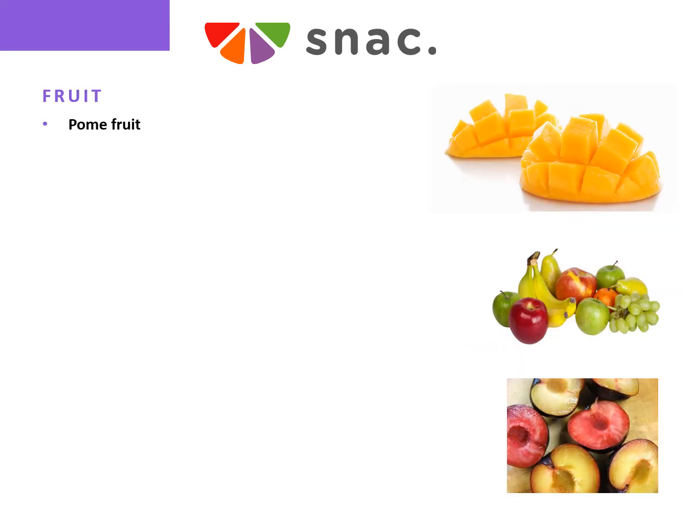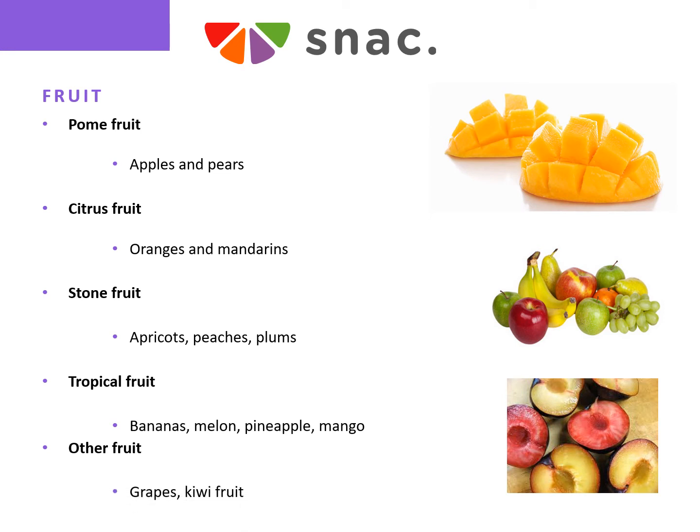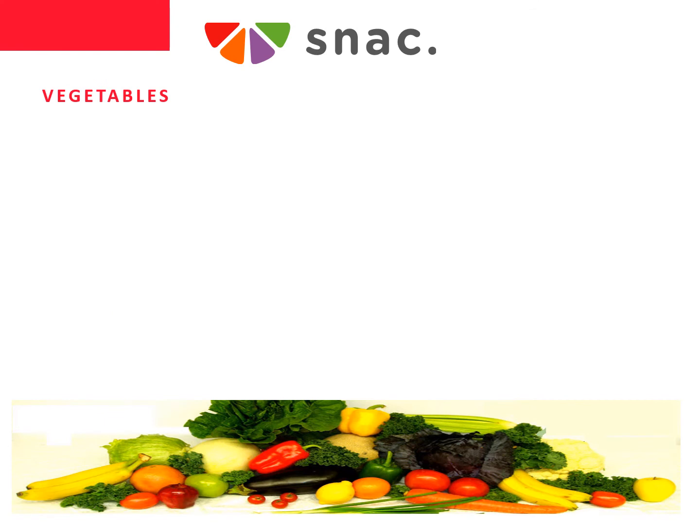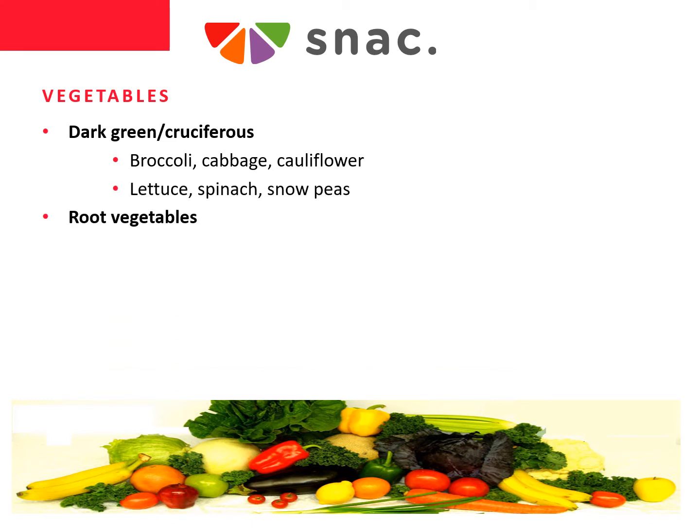For our fruits we have pome fruit, which includes things like apples and pears, citrus fruit such as oranges and mandarins, stone fruit, apricots, peaches and plums, tropical fruits such as bananas, pineapple and mango, and other fruits could include grapes and kiwi fruit. Our vegetables can be classified as follows: dark green and cruciferous, so things like broccoli and cabbage, lettuce, spinach and snow peas.